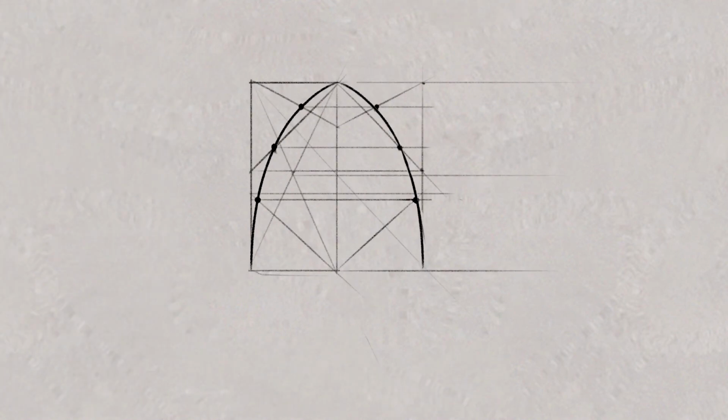We use the same method in perspective. Let's quickly see in perspective. We have a curve and we draw a rectangle around it.